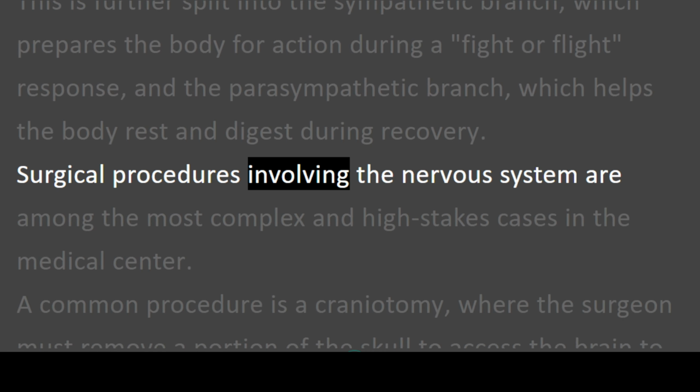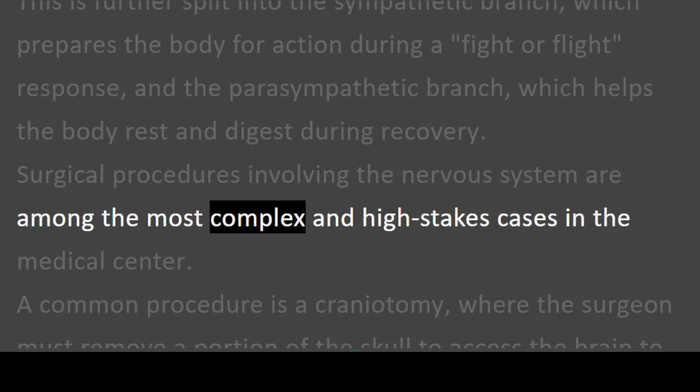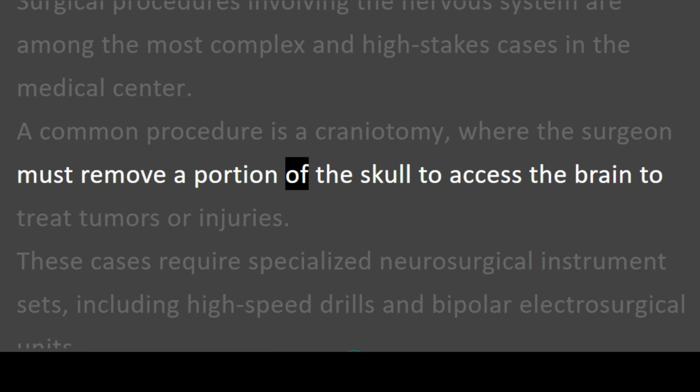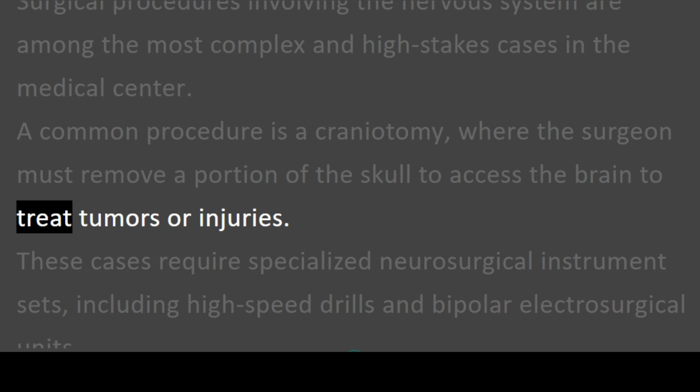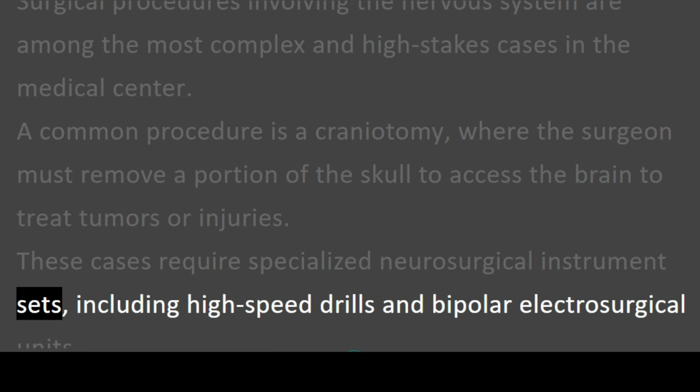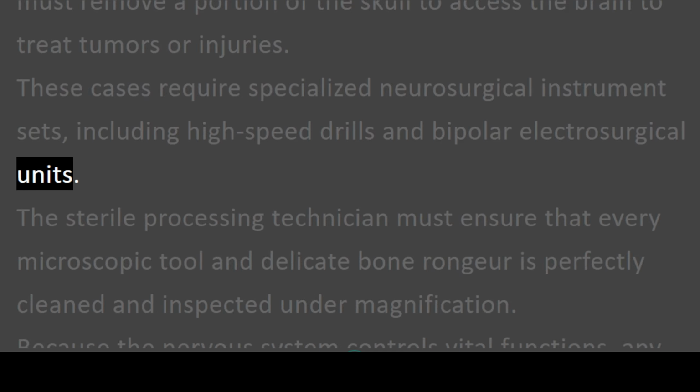Surgical procedures involving the nervous system are among the most complex and high-stakes cases in the medical center. A common procedure is a craniotomy, where the surgeon must remove a portion of the skull to access the brain to treat tumors or injuries. These cases require specialized neurosurgical instrument sets, including high-speed drills and bipolar electrosurgical units.